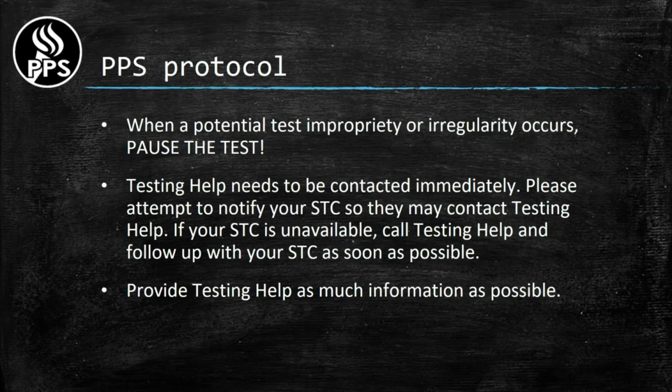Within PPS, when a potential test impropriety or irregularity occurs, pause the test. Testing help needs to be contacted immediately. Please attempt to notify your school test coordinator so they may contact testing help. If your STC is unavailable, call testing help and follow up with your STC as soon as possible. Provide testing help with as much information as possible.